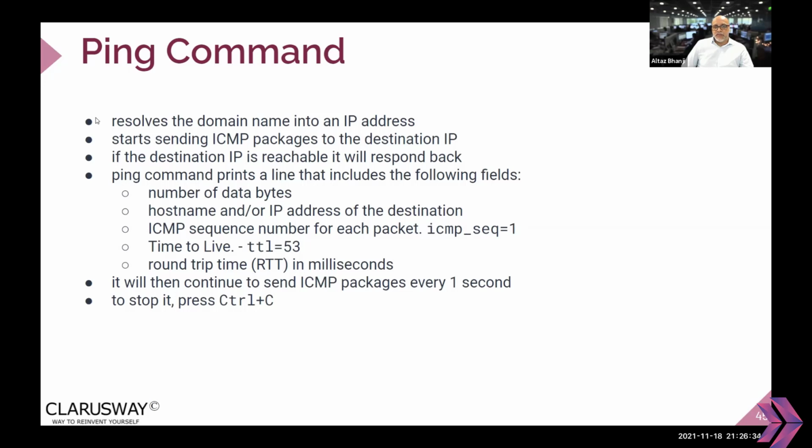It does a DNS lookup. If you put an IP address, it doesn't have to do that, but if you put a domain name, it will. Then it sends an ICMP packet to the destination IP. If the destination IP is reachable and ICMP is enabled, it'll come back, it'll send an echo reply, okay? And then the ping command will print a line that includes the number of bytes that it just sent.